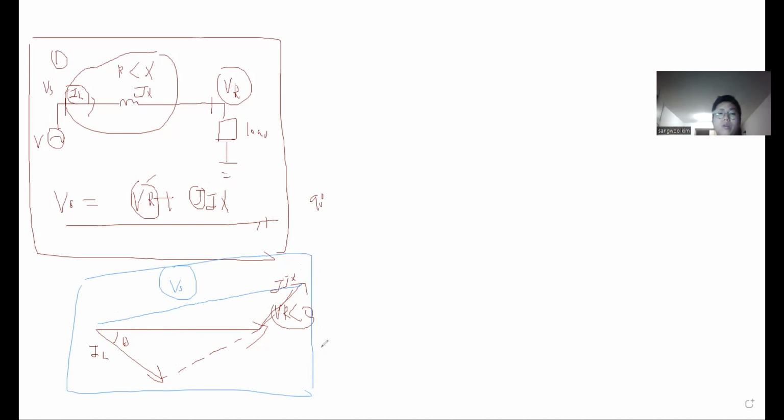So what happens in the Ferranti effect? Here, for the load part, I will indicate just L. Mostly our load is a motor, right? So that means L.